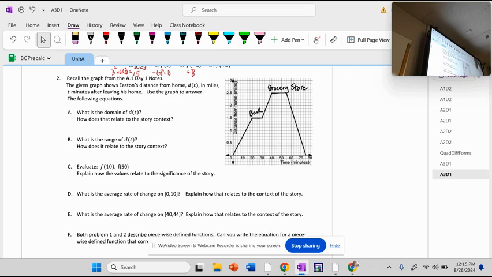Okay, I think everyone's here. This is going in the trash. I don't collect and keep papers. Not doing it.